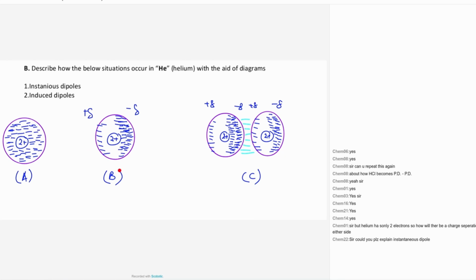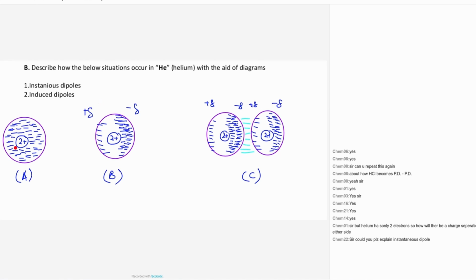And then when a molecule which has an instantaneous dipole comes close to a neutral helium, because this one is already charged, it will induce a charge separation on the other molecule. The side which has more electrons will push the electrons of the other molecule away, developing a partial positive charge on that side. So the partial negative and the partial positive will attract and form an intermolecular attraction. This is known as the induced dipole attraction.